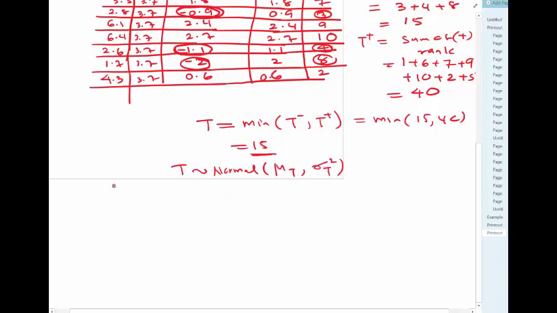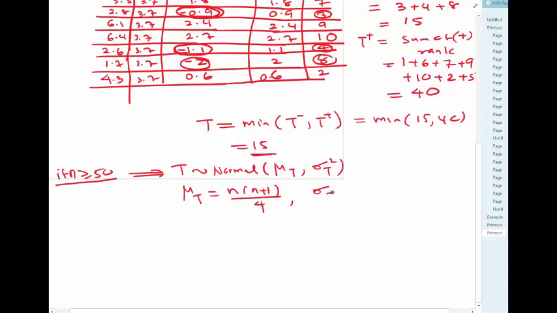The condition is that the sample size is more than 50. If the sample size is more than 50, then we can assume the test statistic is normally distributed with mean mu t and variance sigma t squared. The formula for mu t is n times n plus 1 divided by 4, and the variance is n times n plus 1 times 2n plus 1 divided by 24.